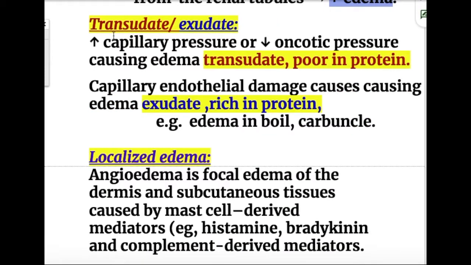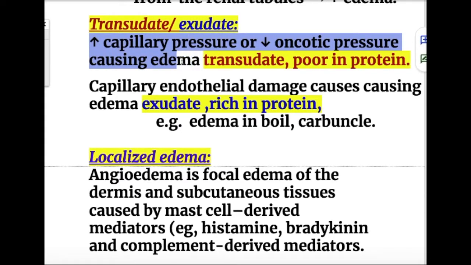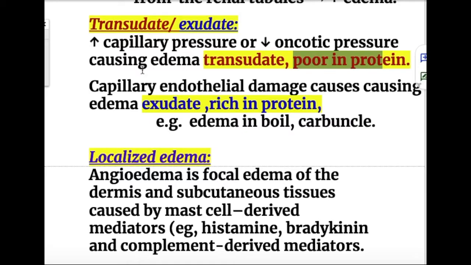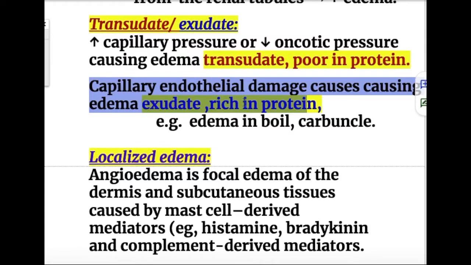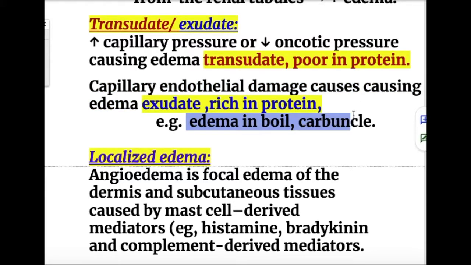Now transudate and exudate. Increased capillary pressure as occurs in CCF, or decreased oncotic pressure as occurs in malnutrition or nephrotic syndrome, produces edema called transudate because it's poor in protein, whereas in exudate, capillary endothelial damage causes edema which is rich in protein, that is known as exudate, or if there are cells, it's also exudate. Examples are edema in boils and carbuncles because of the infection.